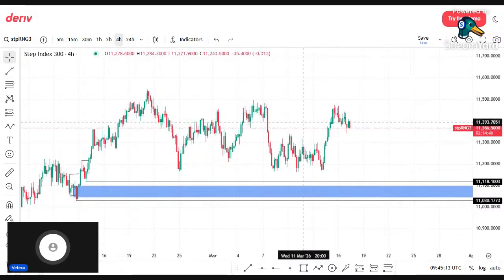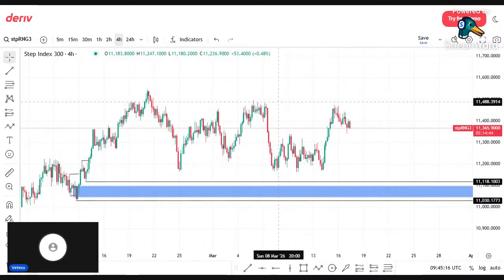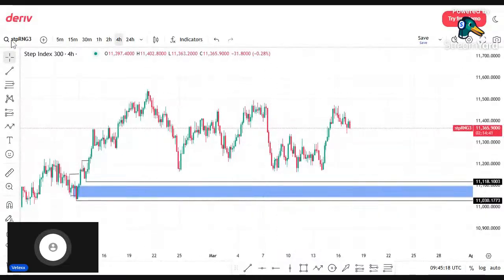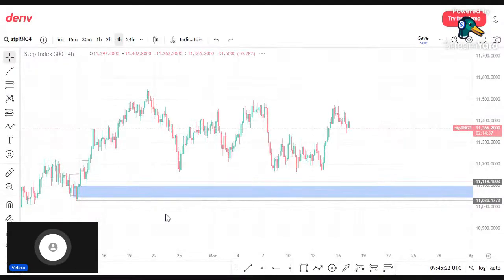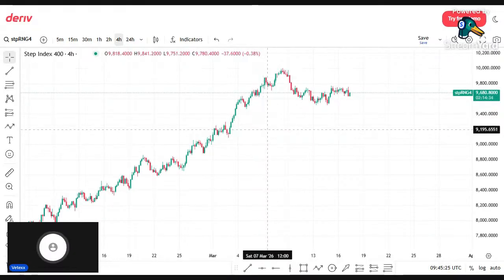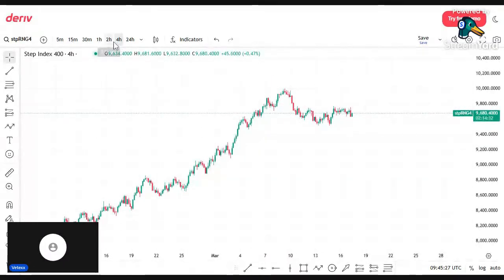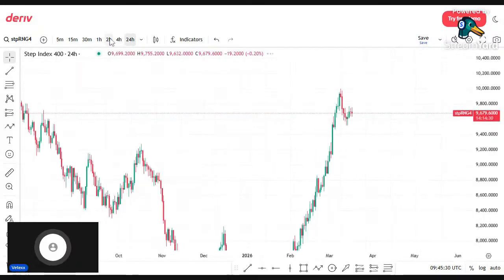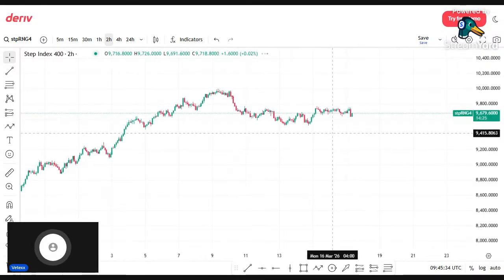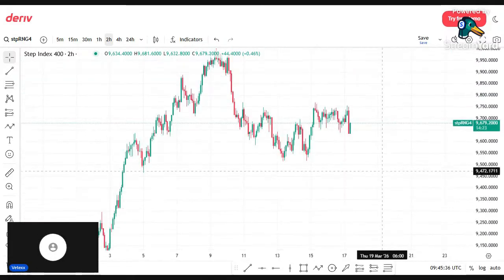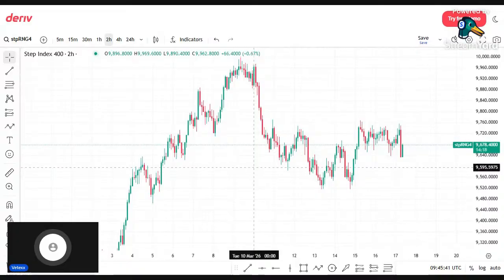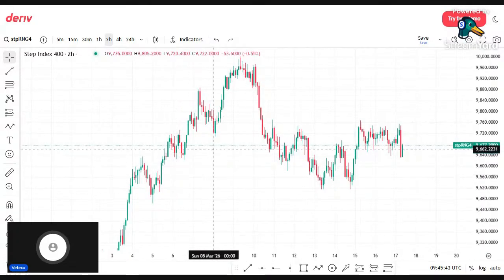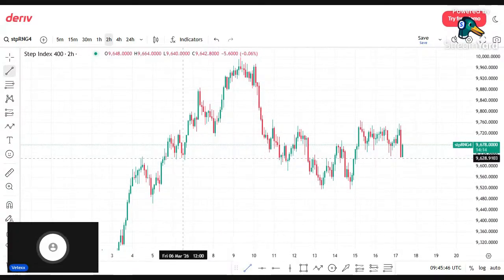So this is what I personally have on step 300. The next I'll be checking is step 400. What do you have on step 400? Step 400 has been bullish on the 24-hour time frame, the 4-hour time frame, and the 2-hour time frame. So it gave us a buy structure recently, but there was a buy we were supposed to take on V100 on step 400 some days back. So this was supposed to be the buy.